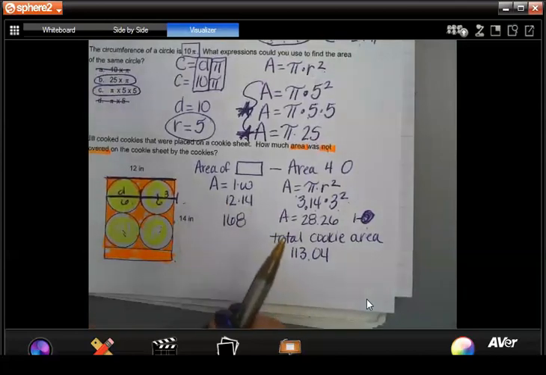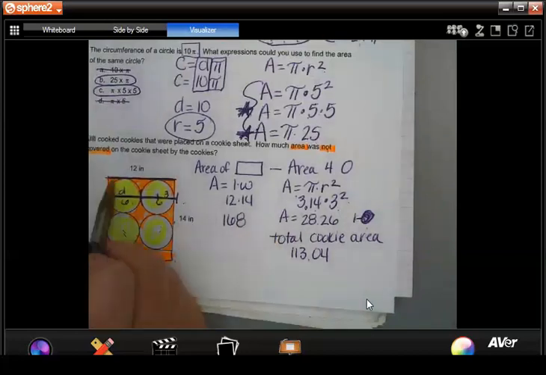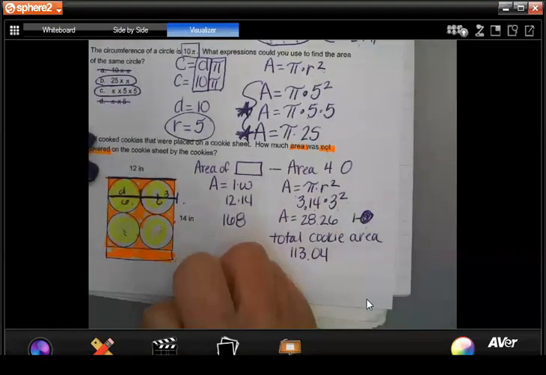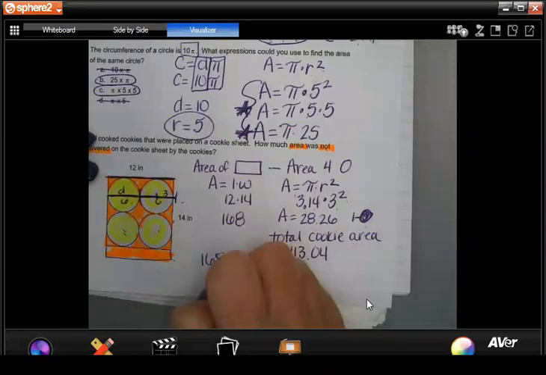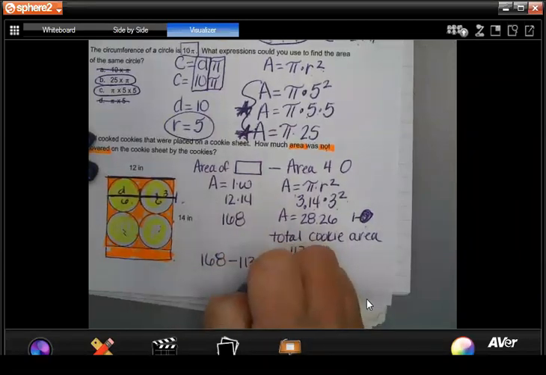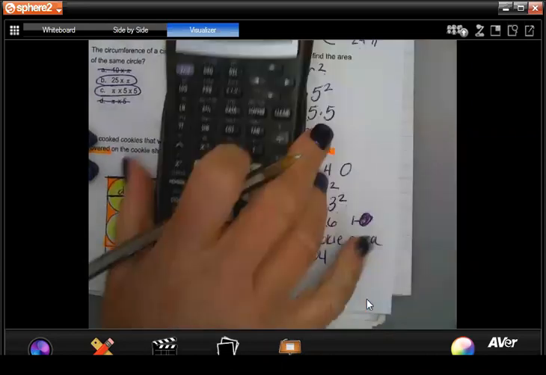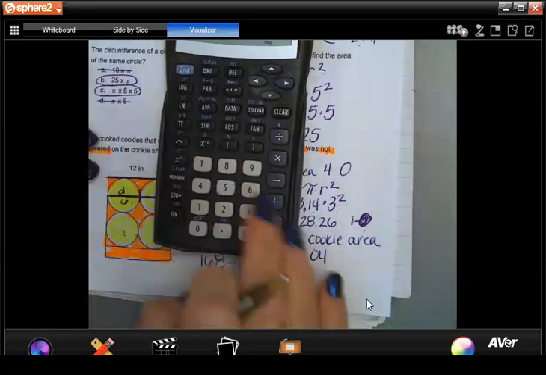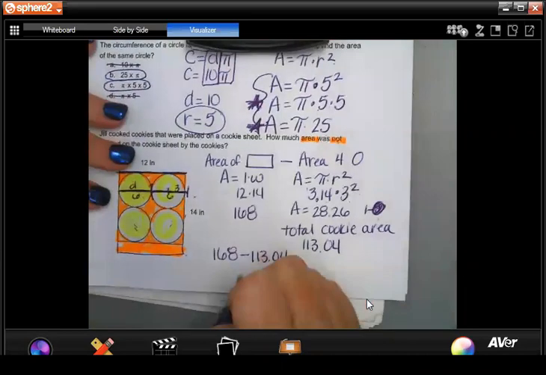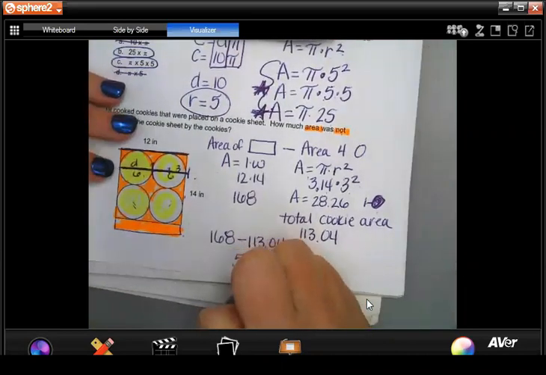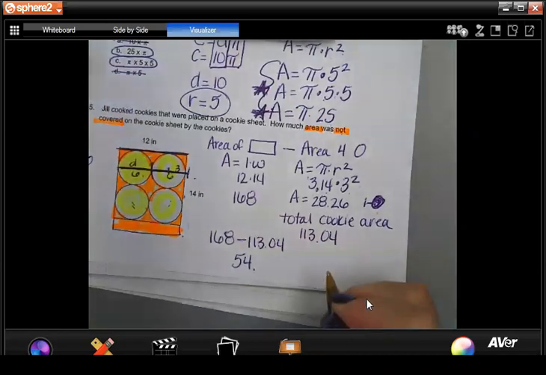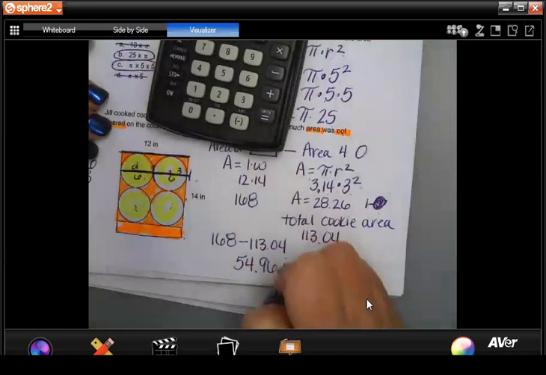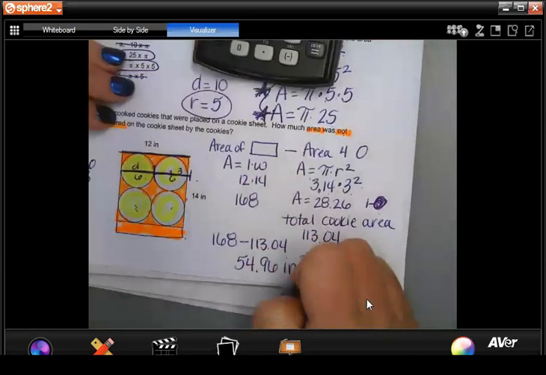So the last step to find what's left over, we're going to take 168 and subtract 113.04 from it. So 168 minus 113.04, and it comes out to be, this is the leftover area on my cookie sheet. And it's in inches and it's area, so it's squared.